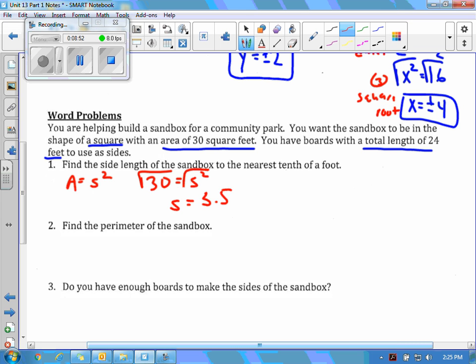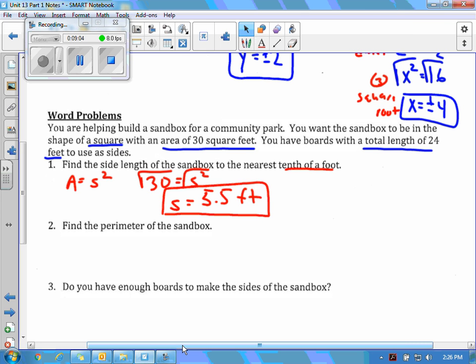5.5 feet. And I just did that in my calculator. If you don't know how to do that in the calculator, I can show you. Okay, I rounded to the nearest tenth of a foot. Notice I only put positive because I can't have a negative distance. So I do the area, I take the square root of the area to get a side length.